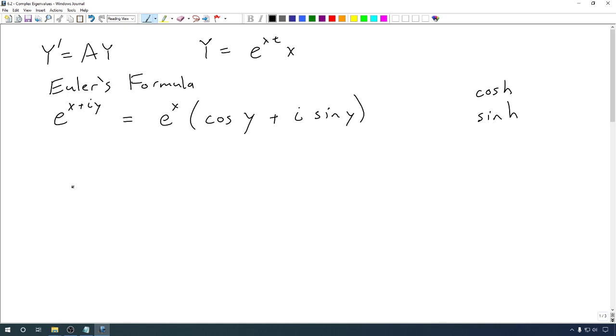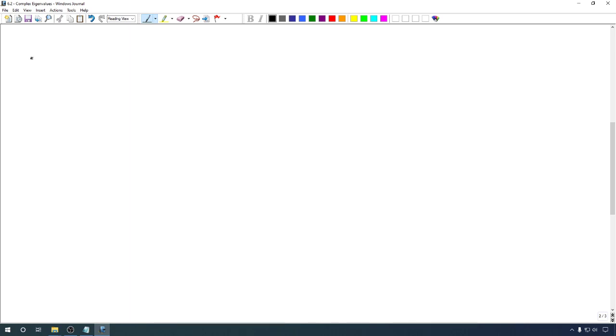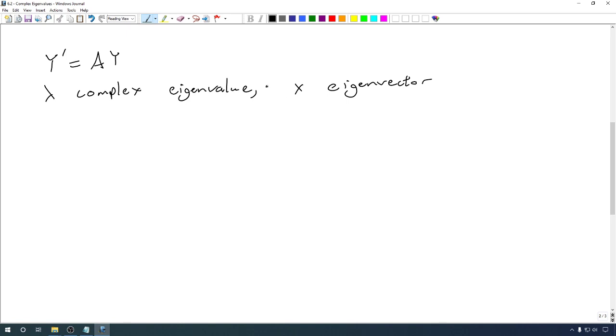It just means that when we look at e to the lambda t and we differentiate it, we're going to get lambda times e to the lambda t. That's the main thing. We can pull out those lambdas. And so this differential equation will still actually work when we use complex numbers. So let's go ahead and look at our differential equation, where lambda is a complex eigenvalue with eigenvector x corresponding to lambda.